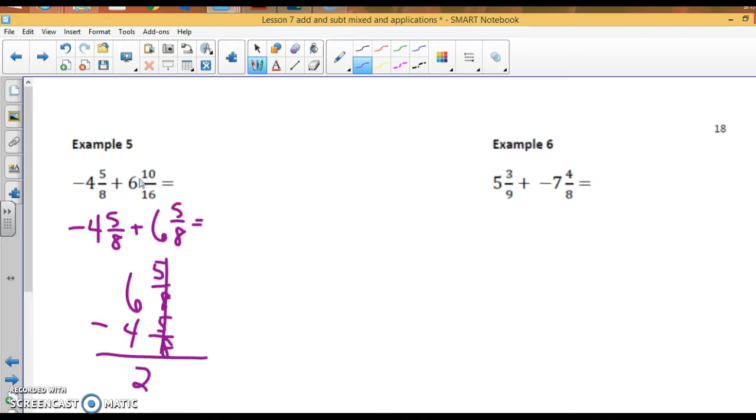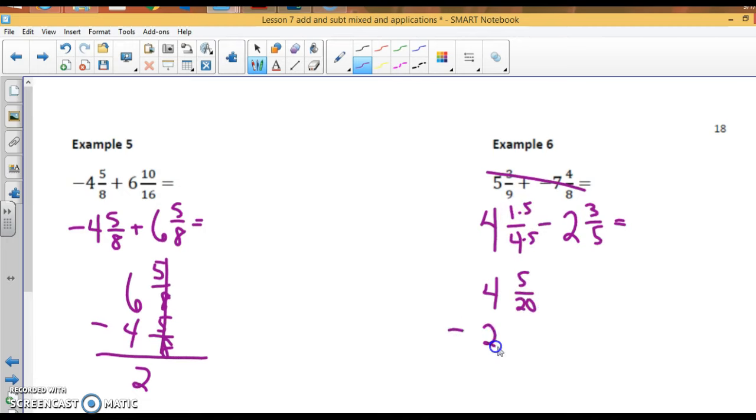Last but not least, I'm going to change this problem to be 4 and 1/4 minus 2 and 3/5. Common denominator is going to be 20. So I'm going to have 4 and something over 20. I'm going to multiply this by 5. 4 and 5/20 minus 2 and something 20th. I'm going to multiply by 4. That's going to be 12/20.